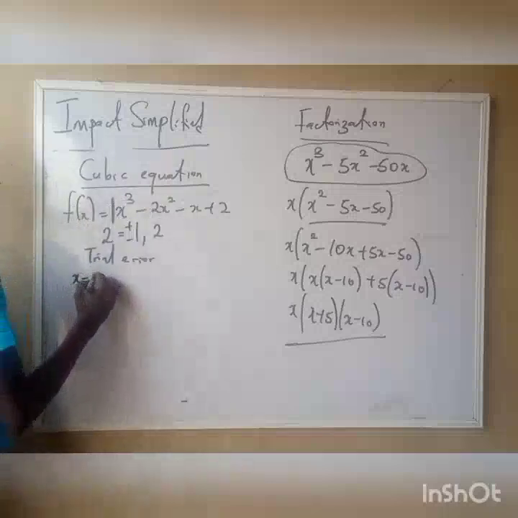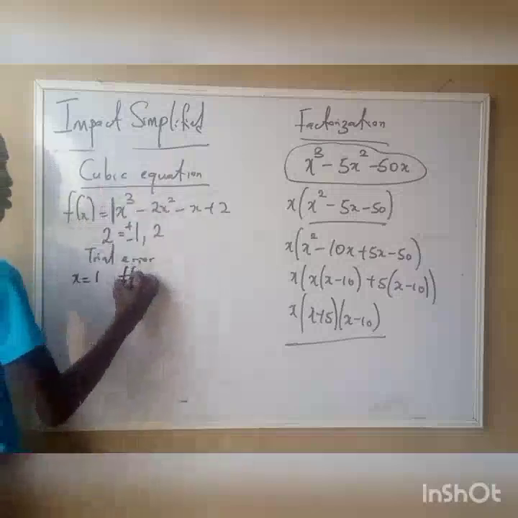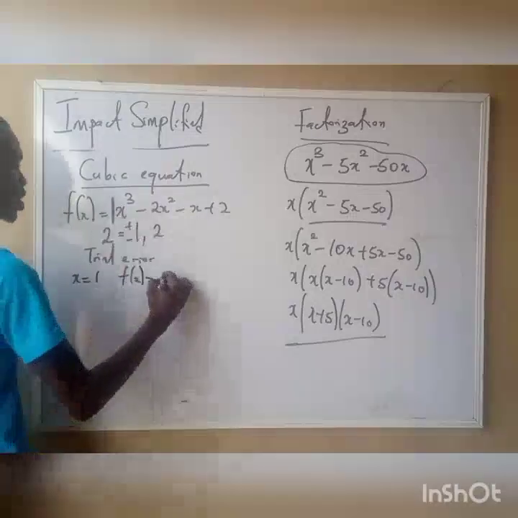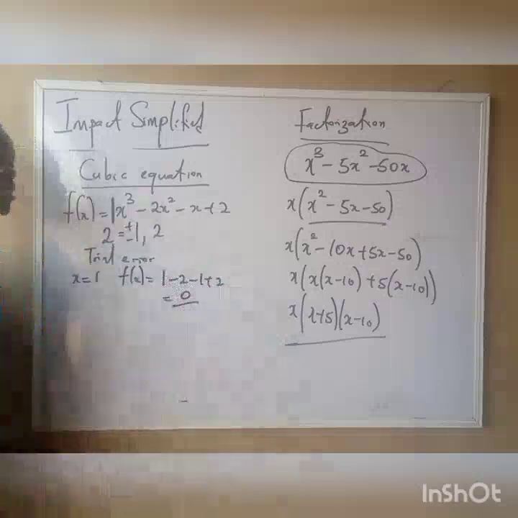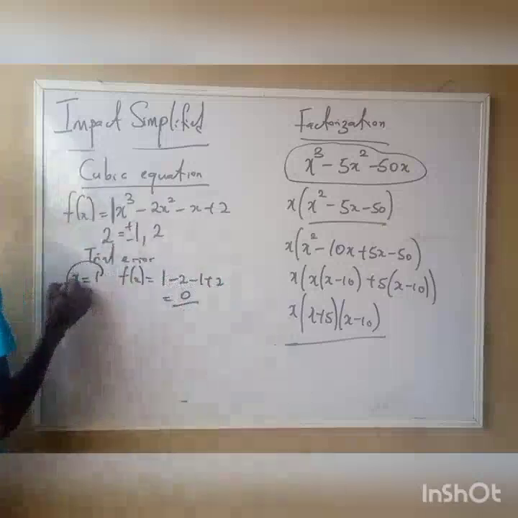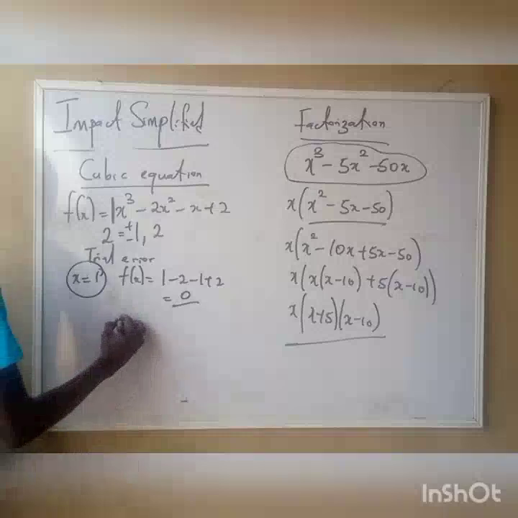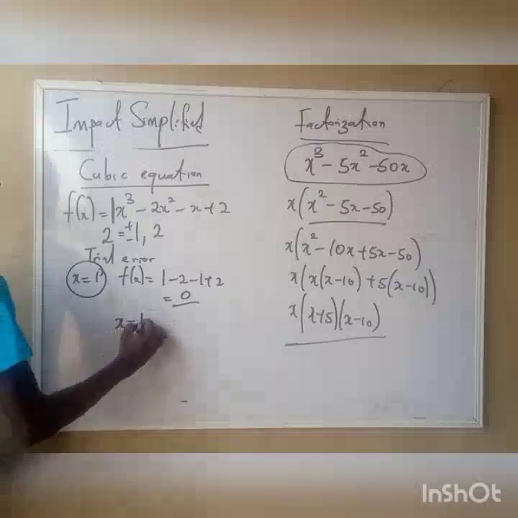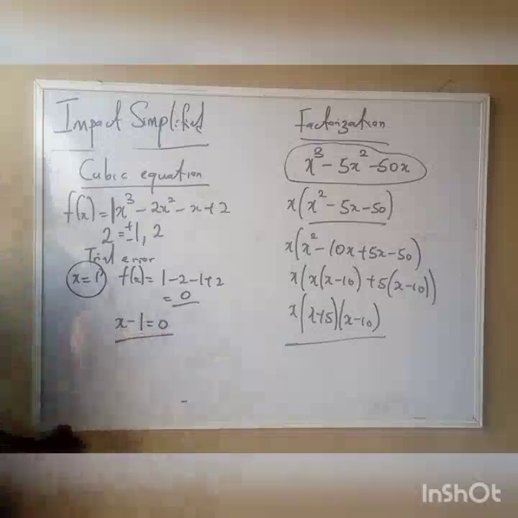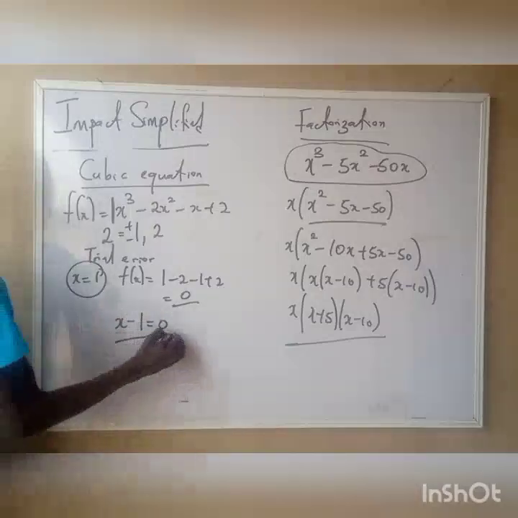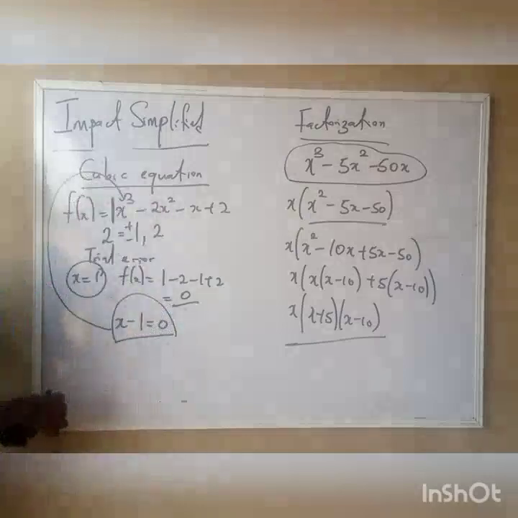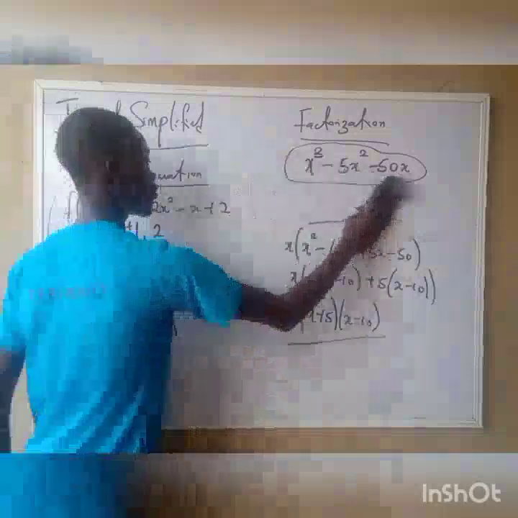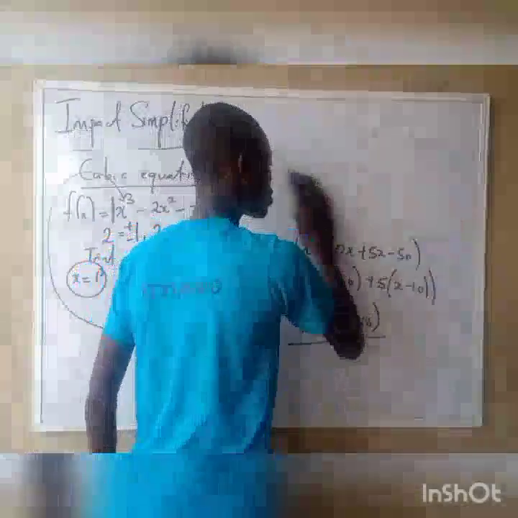Now, testing for x equal to 1, let us substitute it inside the function of x. This will give us 1 minus 2 minus 1 plus 2. And looking at this, the answer is equal to 0. And that means x equal to 1 is a factor. And since x equal to 1 is a factor, that means x minus 1 equal to 0 is also a factor. And then we are going to make use of this linear factor to divide the cubic equation, leaving it in terms of a quadratic.